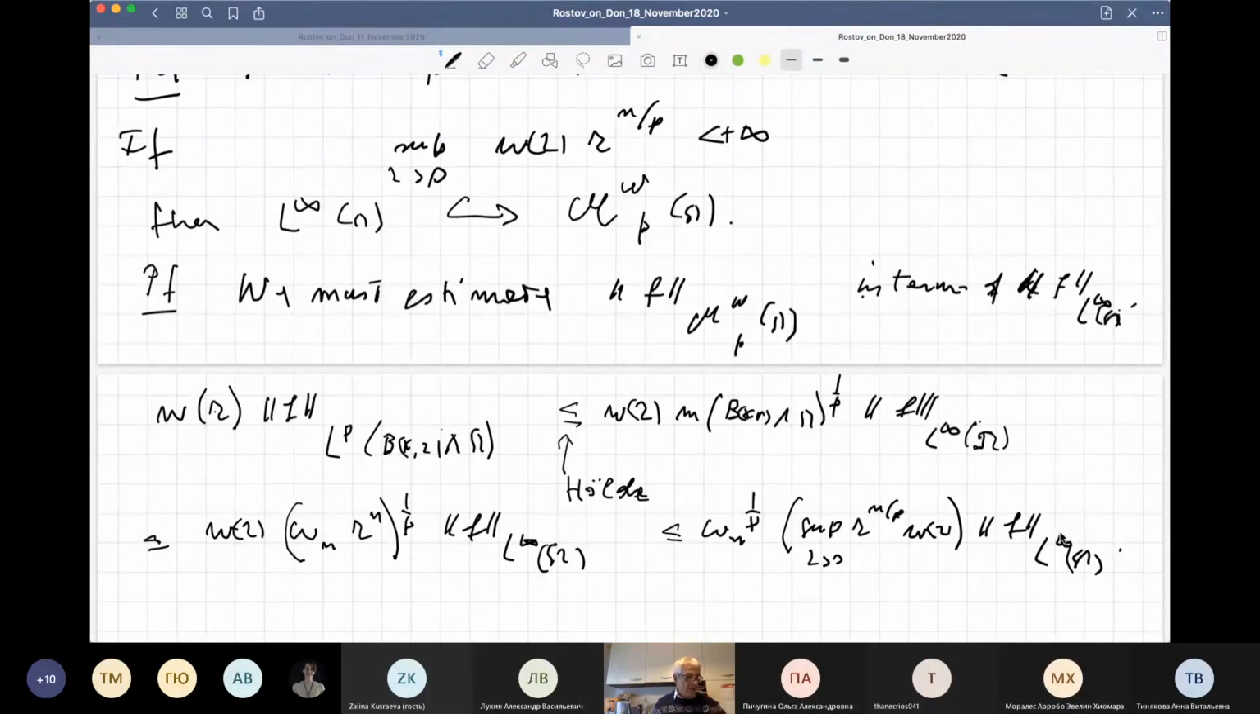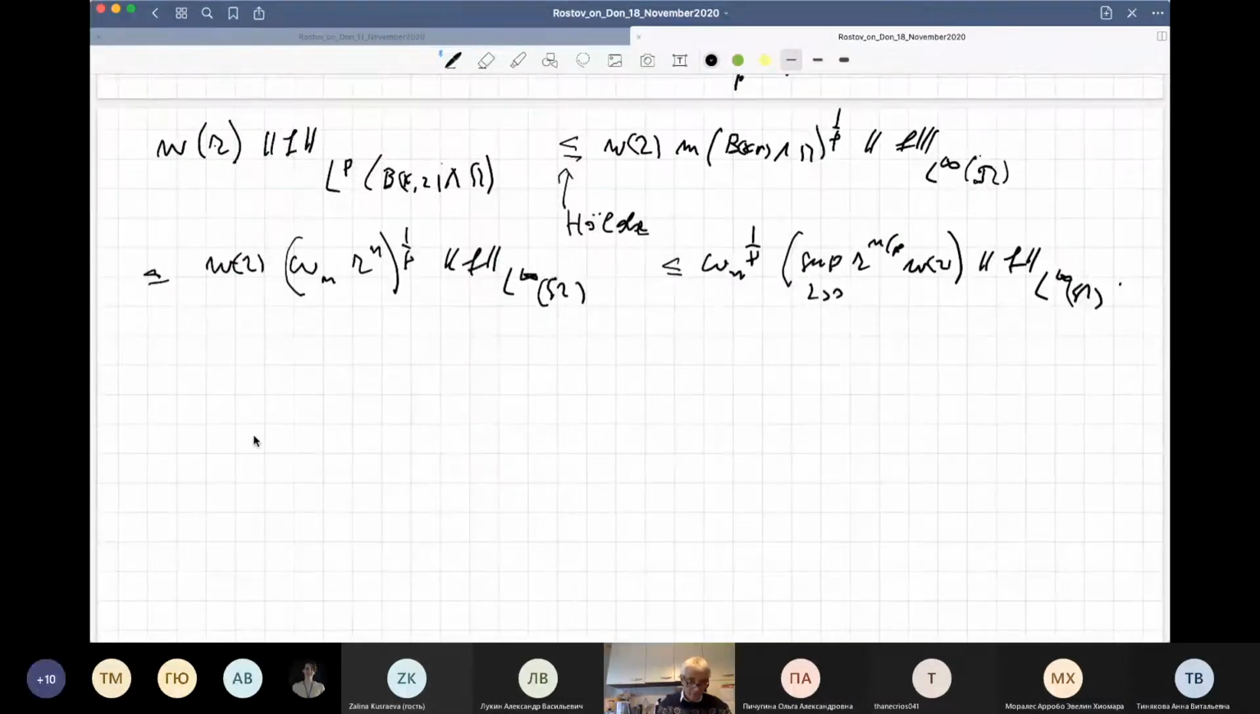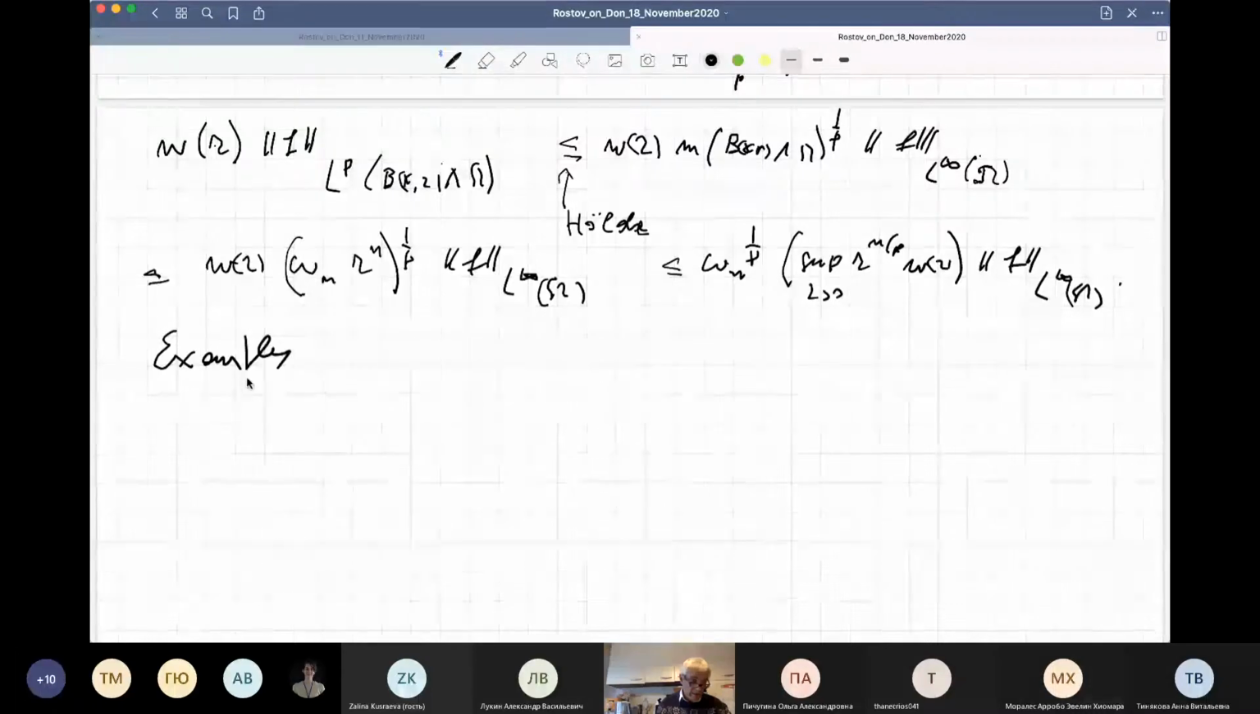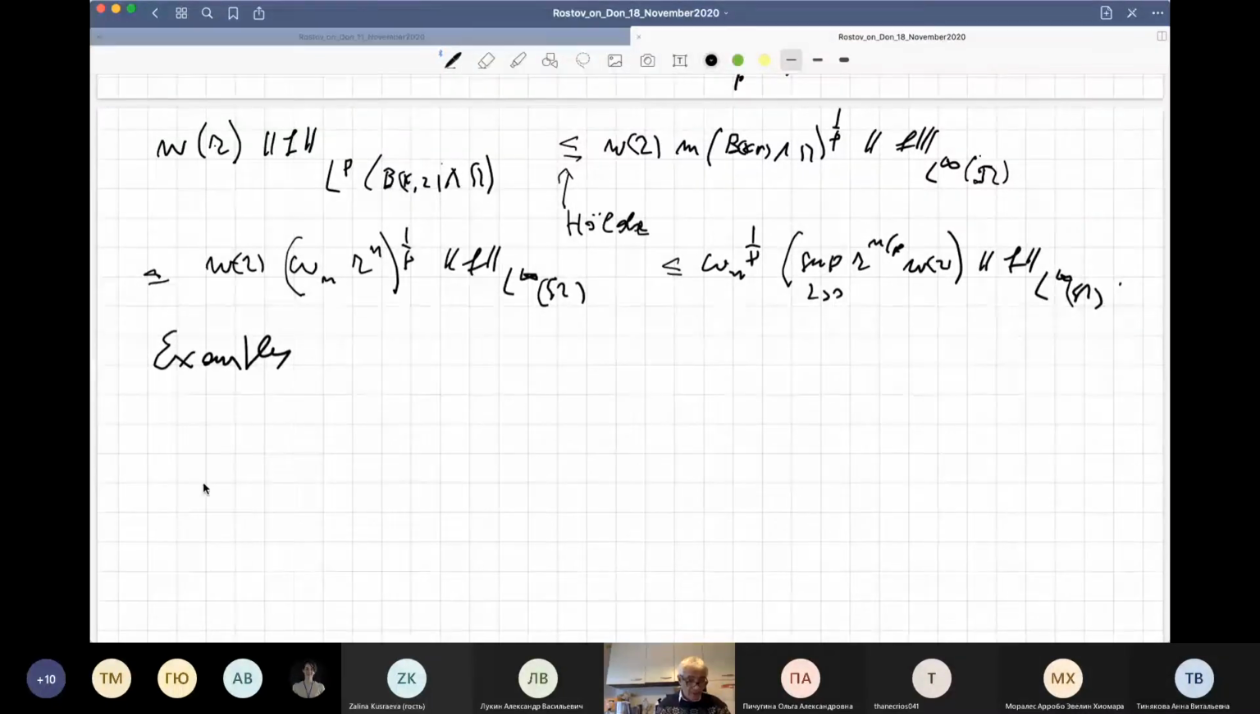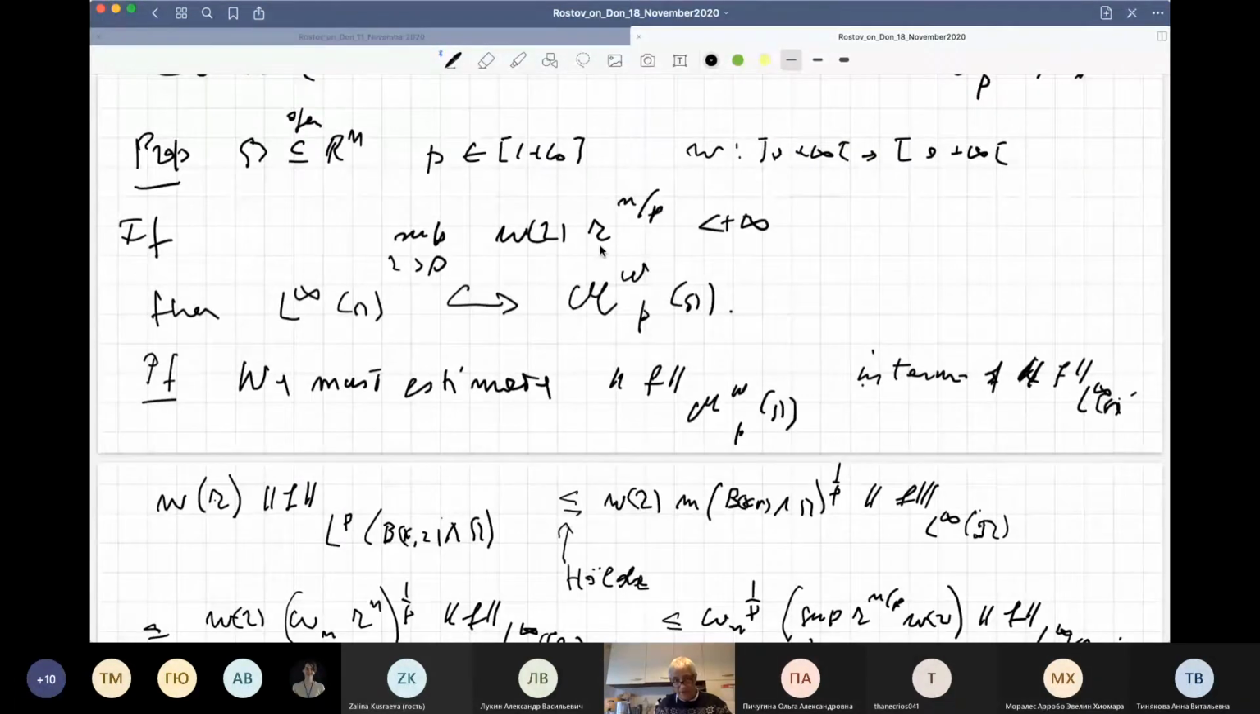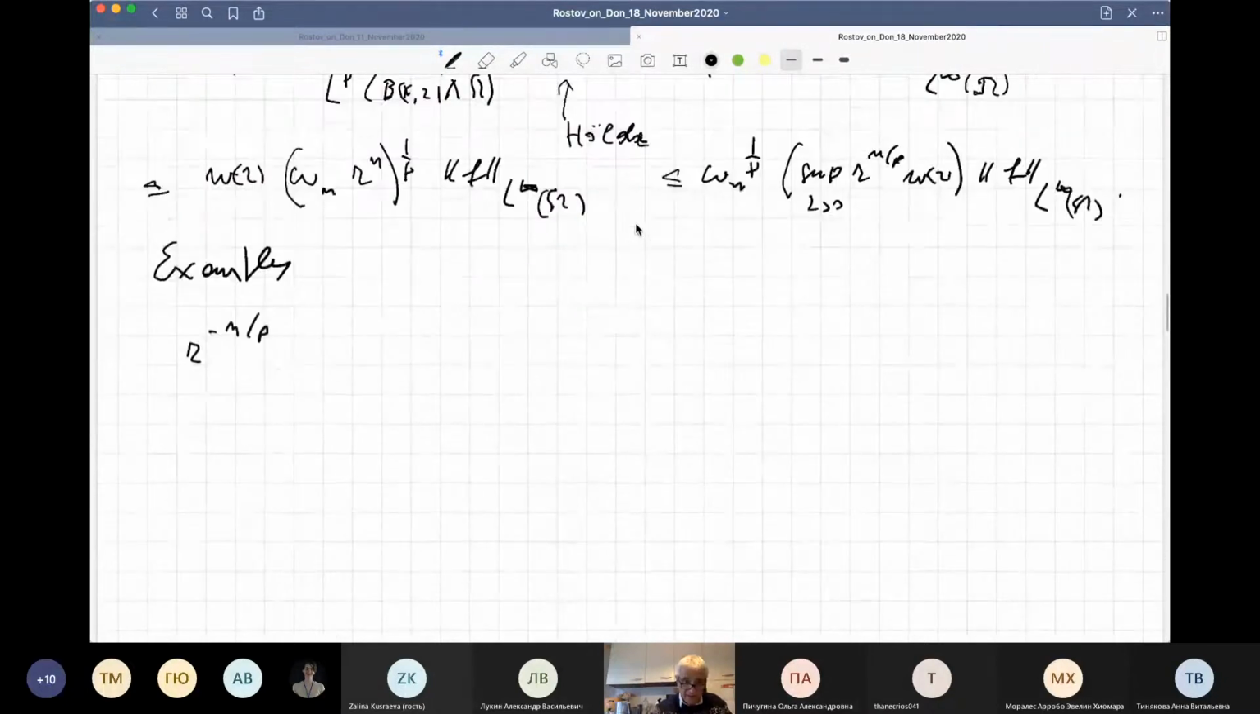Okay, so examples. I will prefer the examples. So now we do the examples with two types of weights. We take the weight r to the minus n over p. Then obviously we go back to the condition. When you multiply r to the minus n over p times r to the n over p, you get 1.